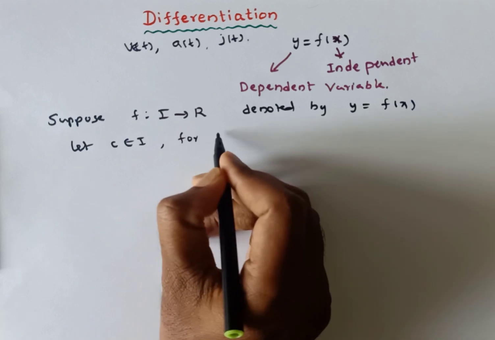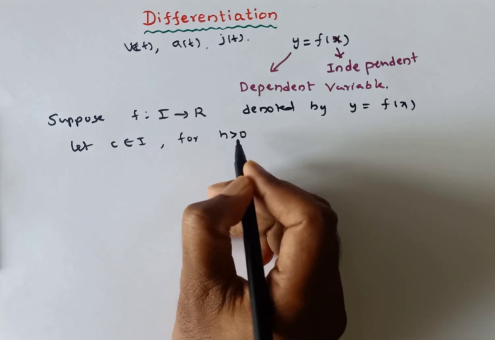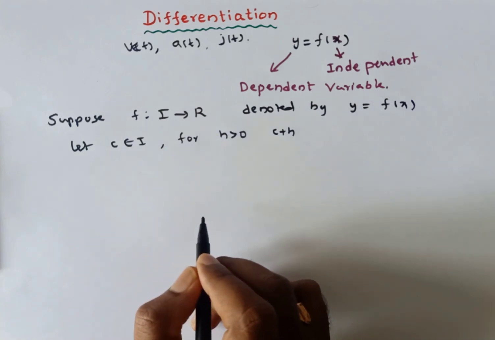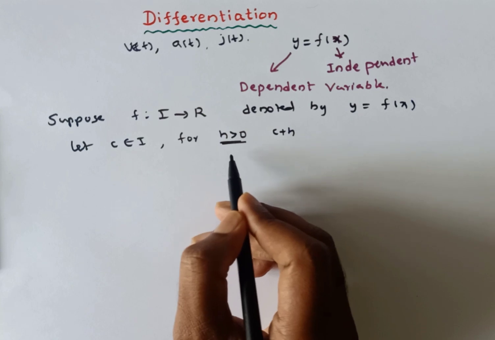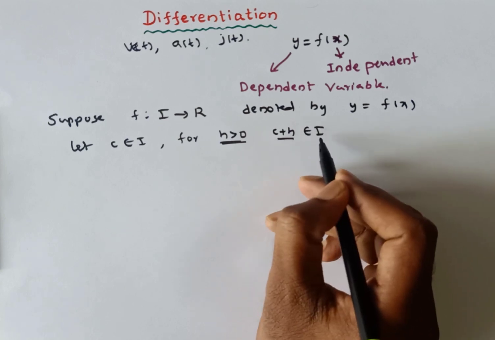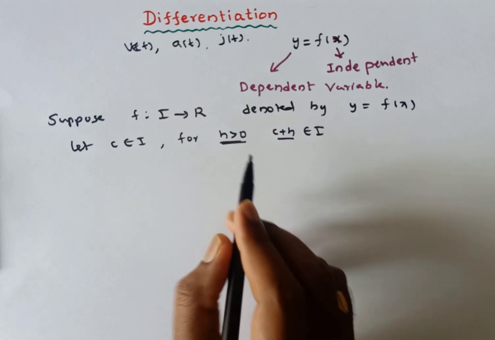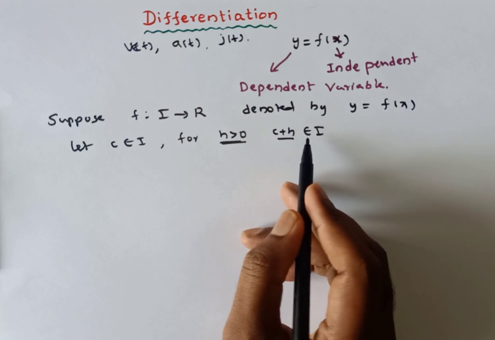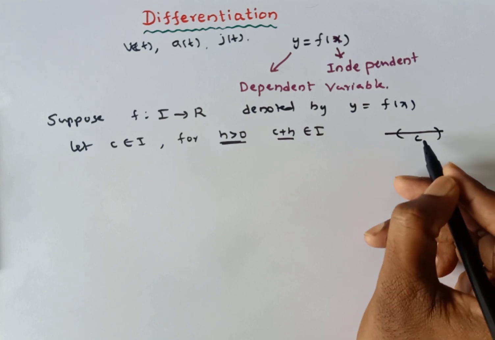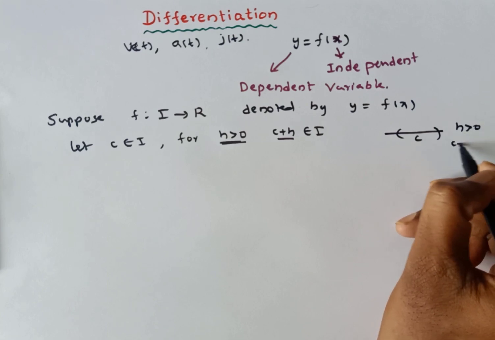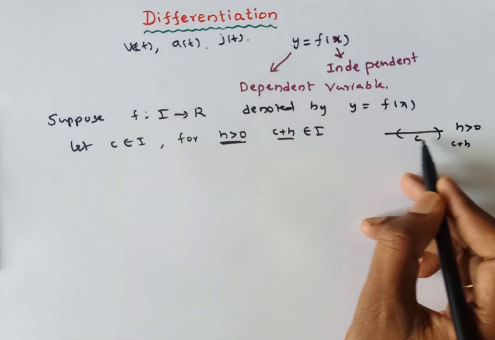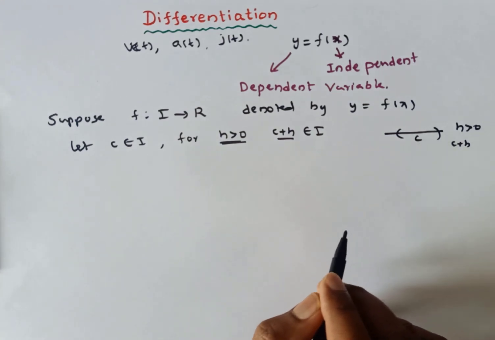For any smallest positive number h, the number c plus h also belongs to that interval I. Since c belongs to I, and h is any small positive quantity, c plus h also belongs to I. This quantity c plus h lies either left of c or right of c. Anyhow, it is in the neighborhood of c.